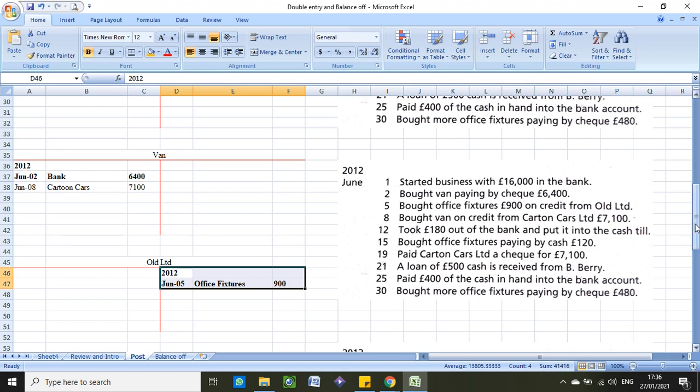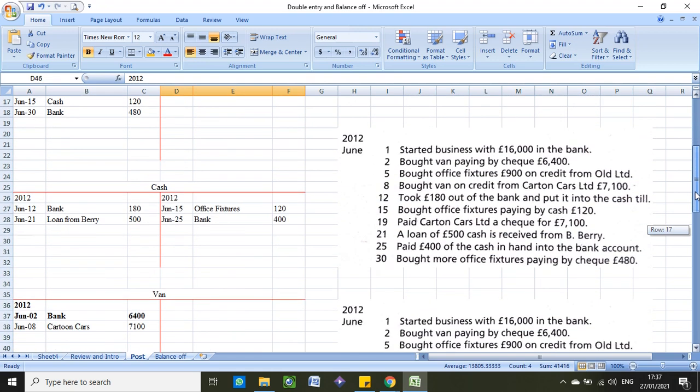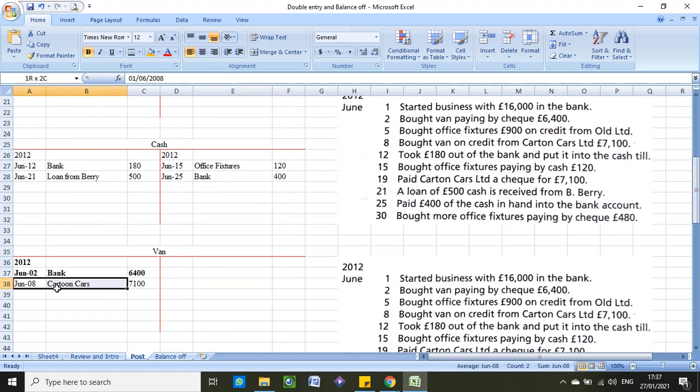Let's look at the other transaction, which is June 8th. Bought van on credit from Carton Cars Limited, 7,100. So we're buying another van. We purchased one on June 2nd, but now we're buying another one. But this time we're buying it on credit. So we did not pay for it. So if we go to the van account right here, this is the entry. We're getting a new van. Remember, this is an asset account. We want to increase it because we have acquired a new van.